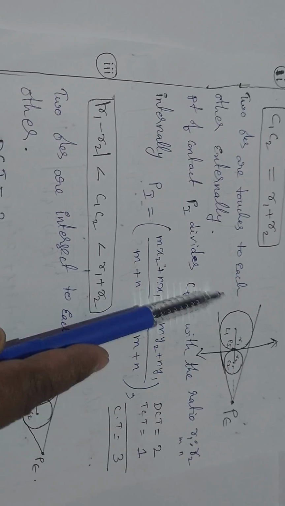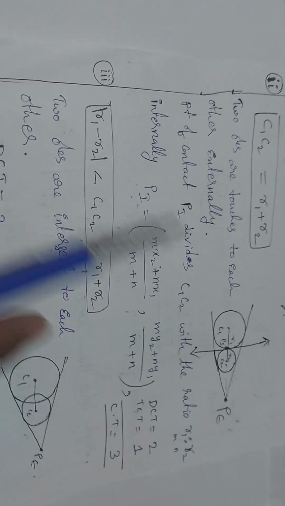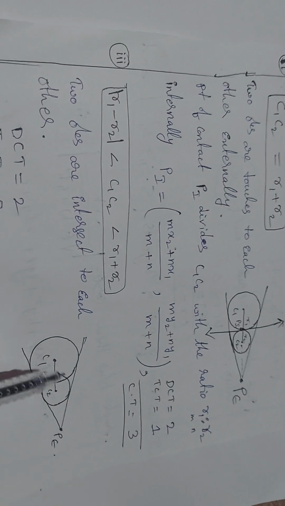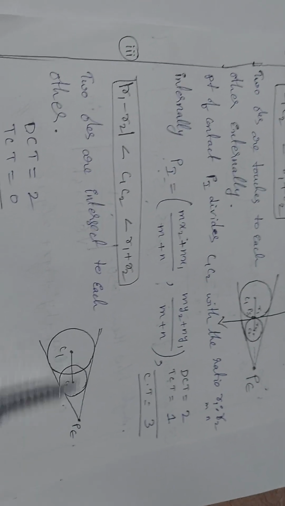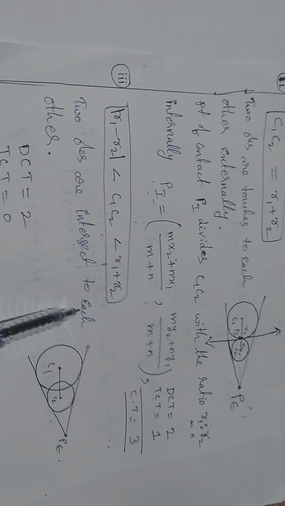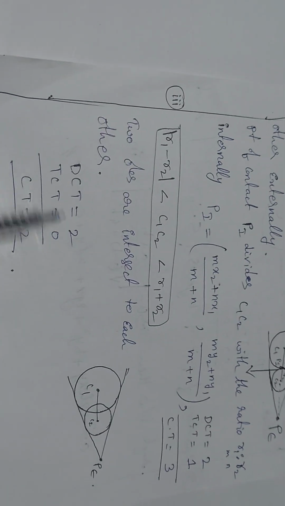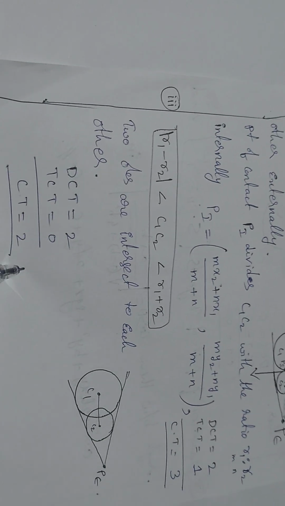If these two circles come even closer, it becomes like this. So here one tangent, both are DCT, here no TCT. So what position are the two circles in? They intersect each other. So DCT 2, TCT 0, common tangents is 2.